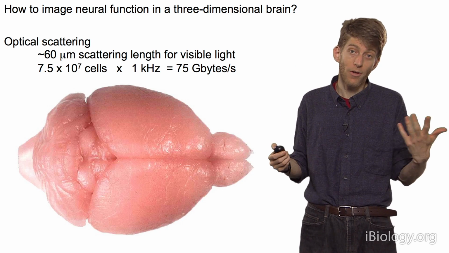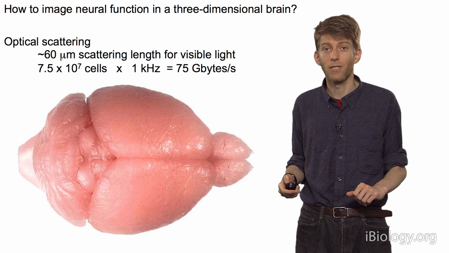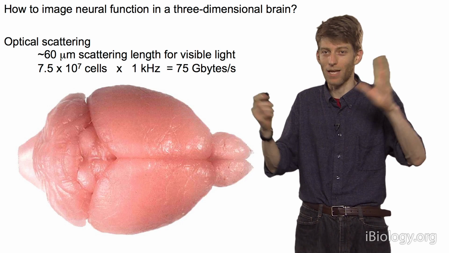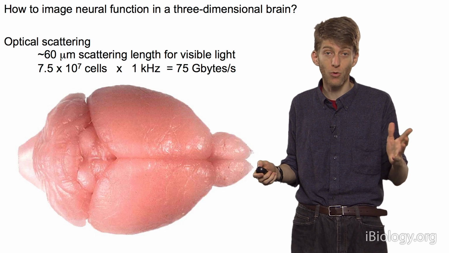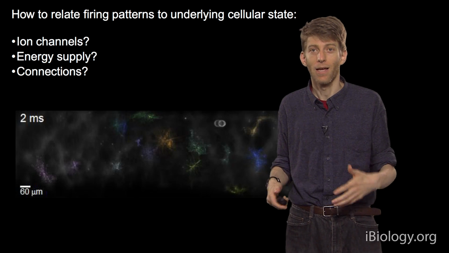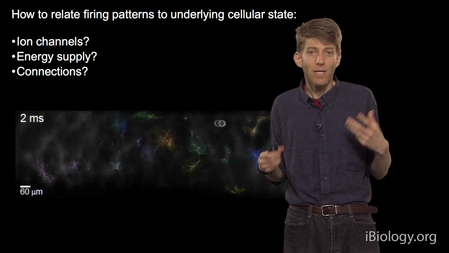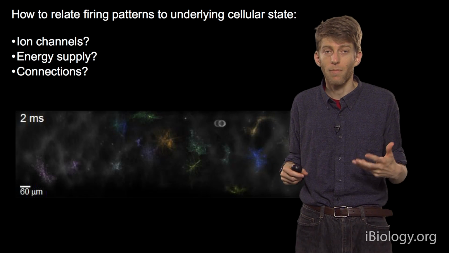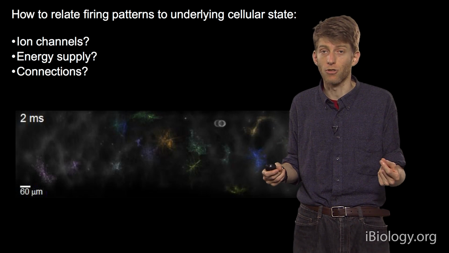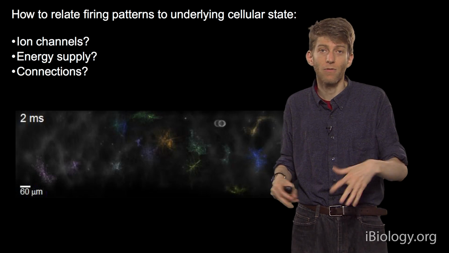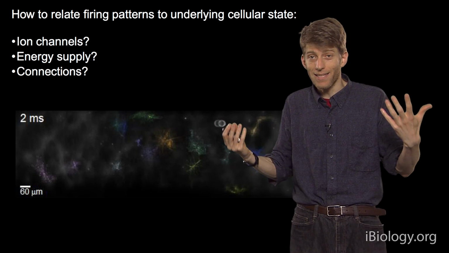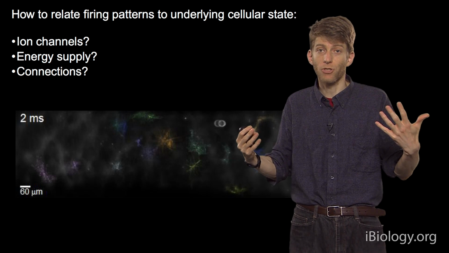So this brings me to another unsolved challenge, which is the interpretation problem. Even if we had the best technology imaginable for visualizing electrical activity in the brain, how do we interpret it? We'd like to relate the electrical activity to some statement about the underlying biology of the cells. What are the ion channels that are active? What's their state of regulation? What's their distribution? What's the metabolic state of the cell? What's happening to its energy supply?